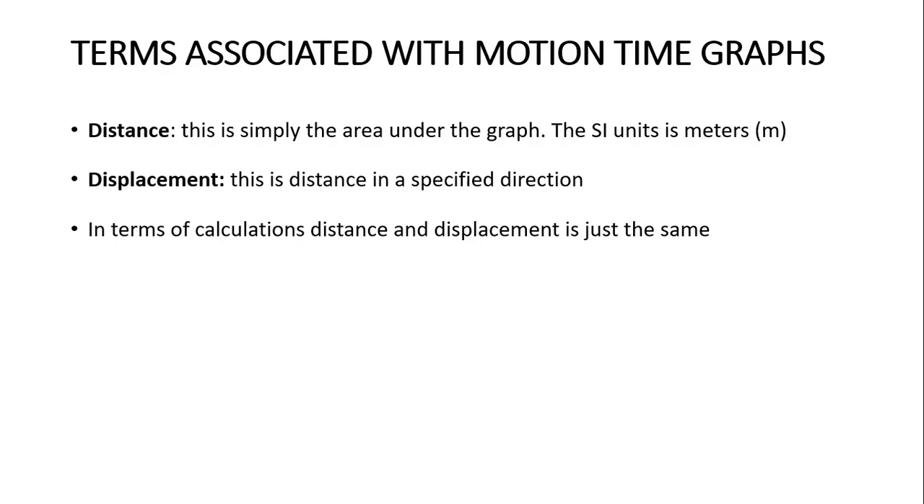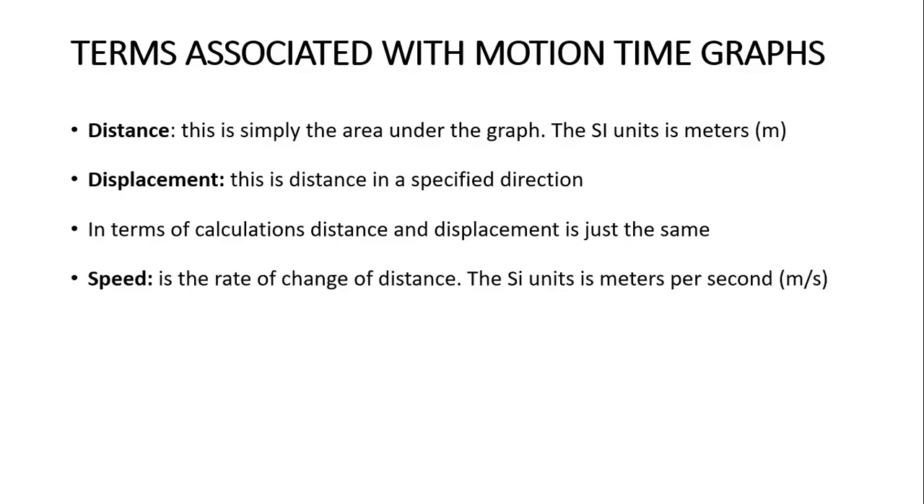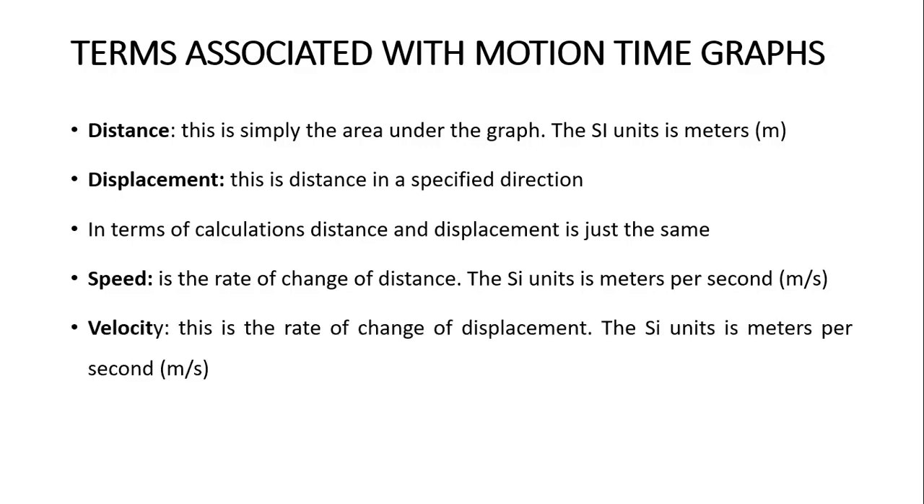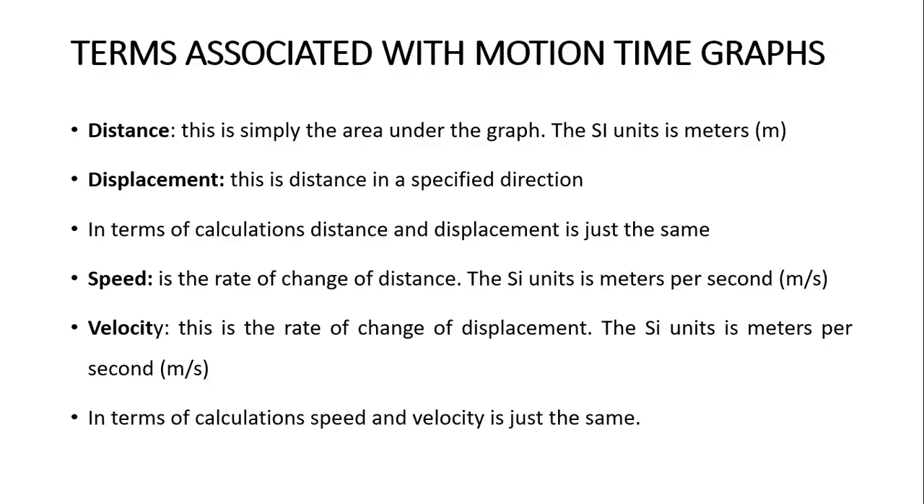However, there are a few differences which you would love to explore. The other term is speed, which is defined as the rate of change of distance. The SI unit is meters per second. We also have velocity, which is the rate of change of displacement. The SI unit is also meters per second. In terms of calculations, speed and velocity are just the same.